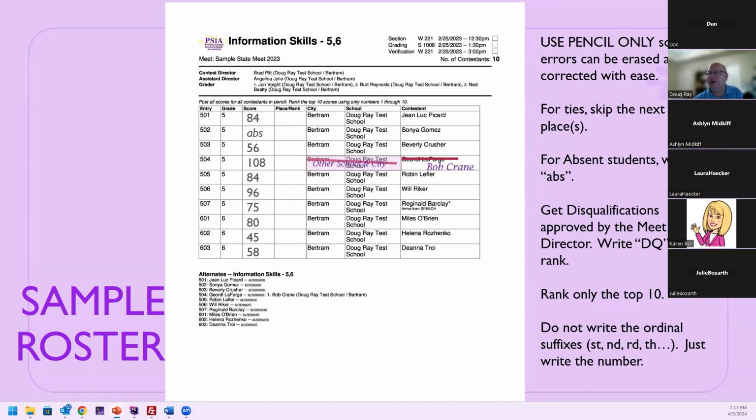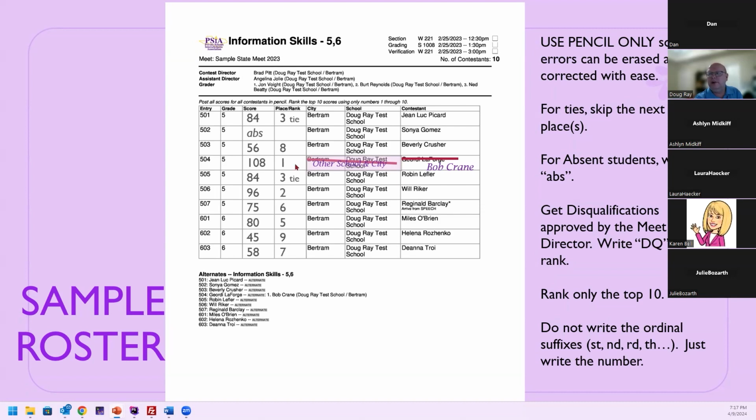All right, here's an example of some scores. So we have 84, absent, 56, etc. And so you want to put the scores down for all the contestants, not just the top 10, but the scores for all contestants. And then for the top 10, you put down the ranks.